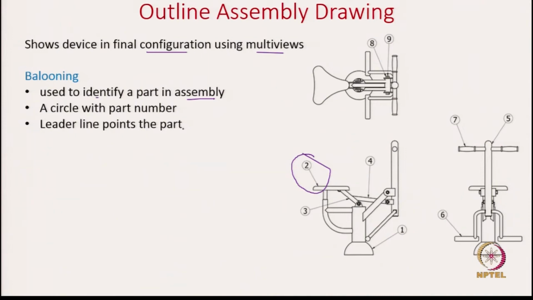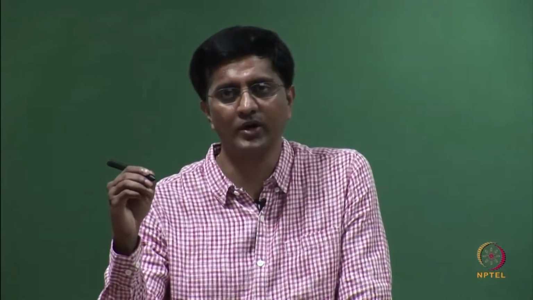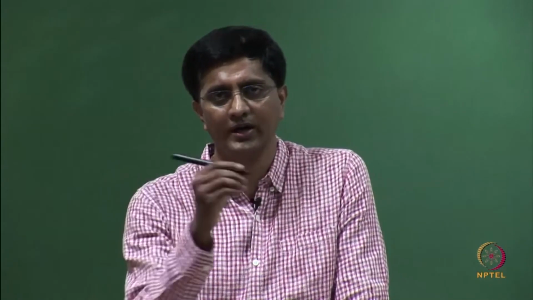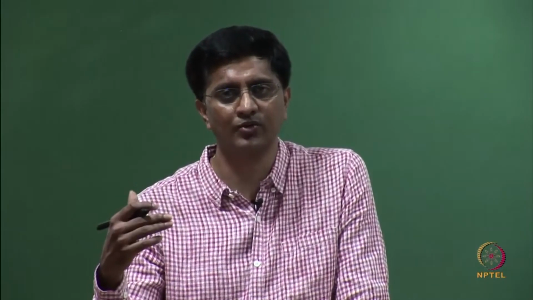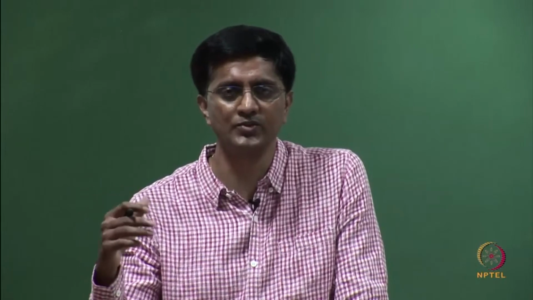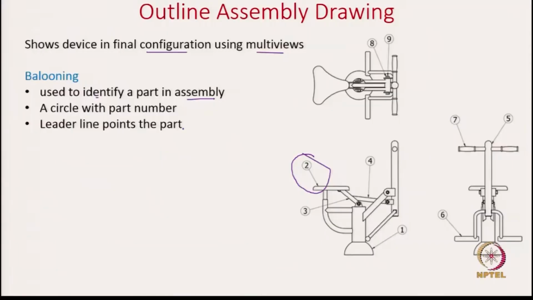So, it should be noted that this ballooning should be done only once. Let us say one bolt which has a quantity of 4, you need not show that bolt as item number 4 multiple times. You just need to show it once, and it is understood from the drawing that there are 4 quantities, because that information is anyway there in the bill of materials. So, again reiterating, the point being, we only show the item number once in a drawing.